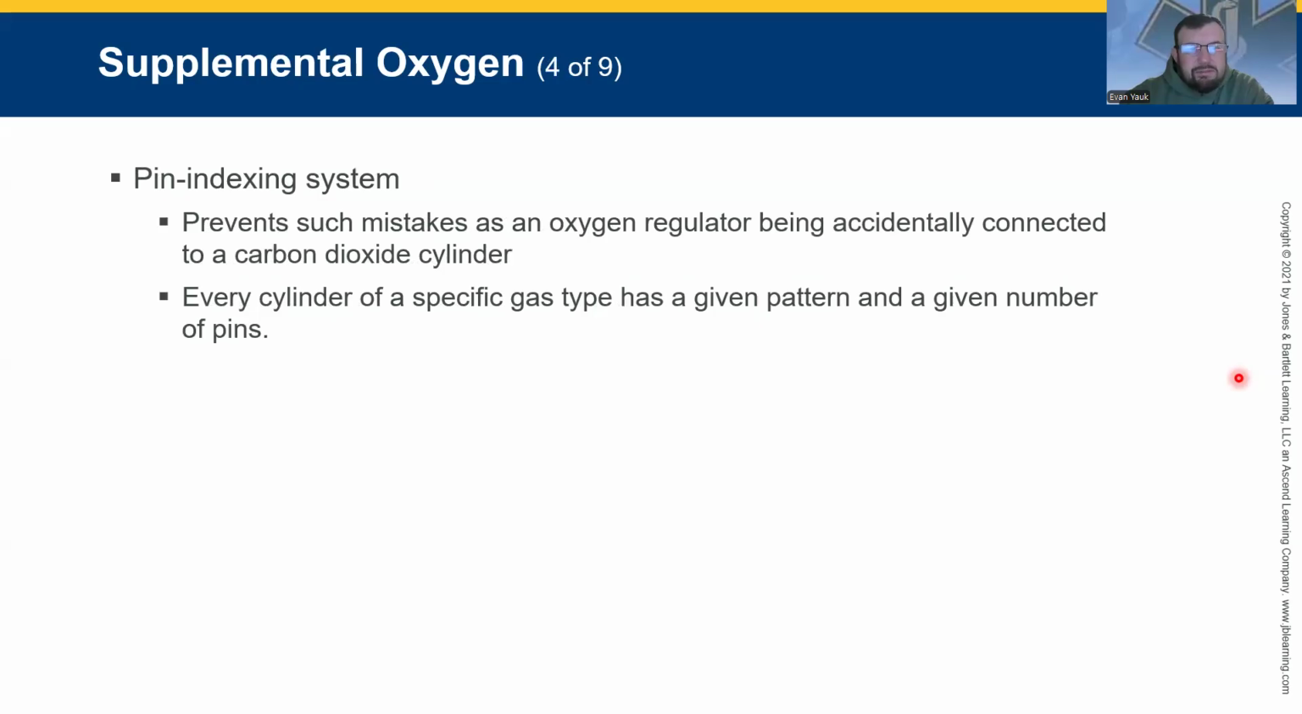The pin index system prevents such mistakes as an oxygen regulator being accidentally connected to a carbon dioxide cylinder. Every cylinder of a specific gas has a given pattern and given number of pins. So oxygen has two pins. You guys will see this. Your oxygen bottles are going to have two holes on the bottom side, and your regulator has two pins, and they will line up perfectly.